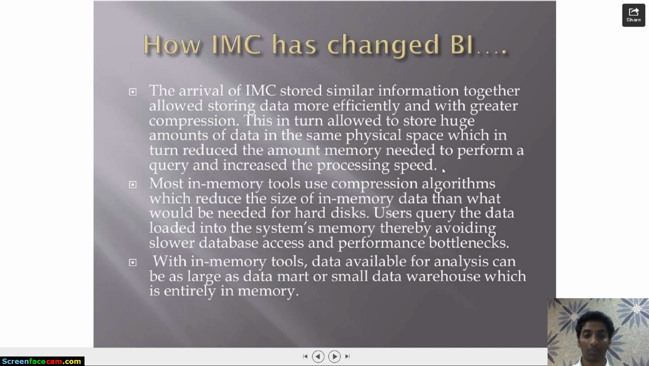Most in-memory tools use compression algorithms which reduce the size of in-memory data compared to what would be needed for hard disks. Users query the data loaded into the system's memory, thereby avoiding slower database access and performance bottlenecks. So there is query optimization also being done. With in-memory tools, data available for analysis can be as large as a data mart or as small as a data warehouse, which is entirely inside memory. Since everything is in the main memory, whether the data is large or small, an in-memory computing database can handle all kinds of data.